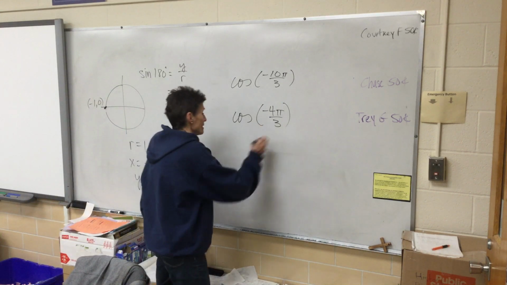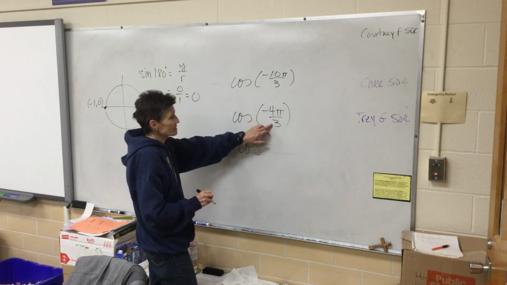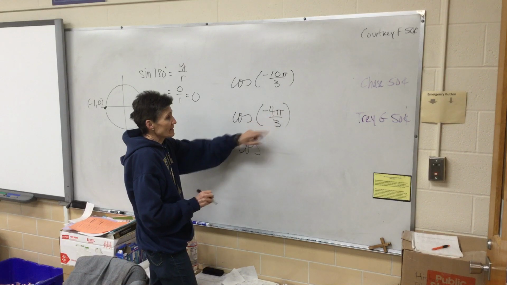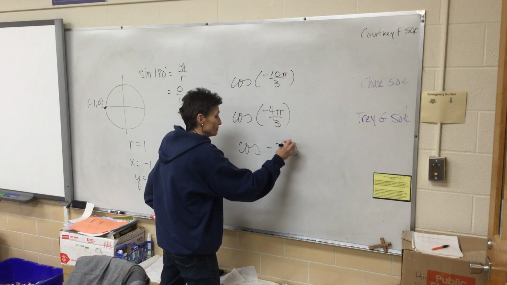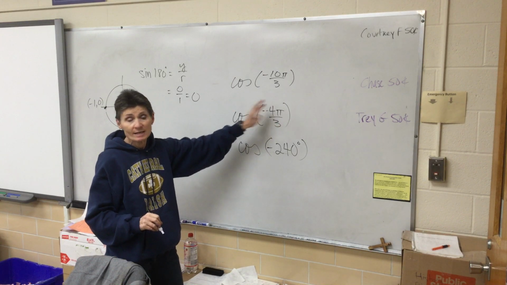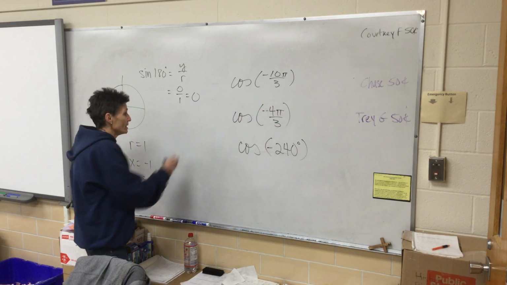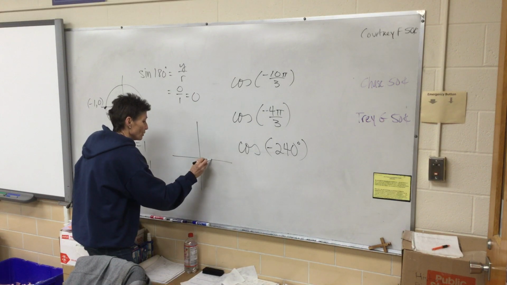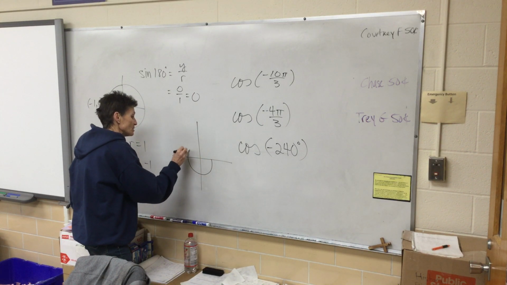This will be the same as, let's see, 180, that's negative 240. Pi is 180, divided by 3 is 60, times 4, 240. So we'll draw 240 degrees negative. That means I'm going this way.